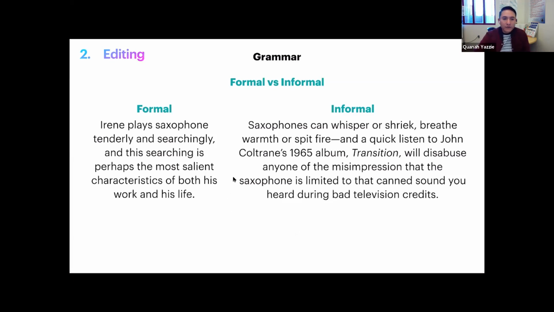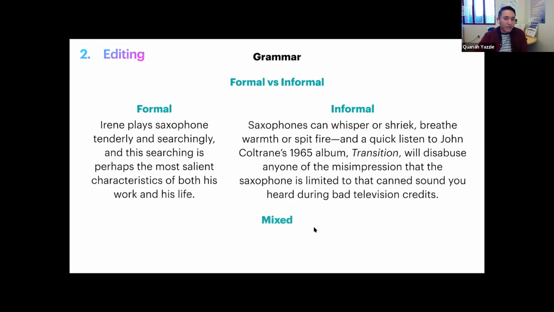So as you can see, when you read the left one, everything's more short, right? It's a tiny bit summarized. And then the right one is more lengthy, and we're using other language rather than being more professional. We're using words like whisper and shriek. We're using "disabuse anyone of the misimpression that the saxophone is limited to that sound you heard during bad television credits," and so forth. So I hope you guys get the difference between formal and informal.